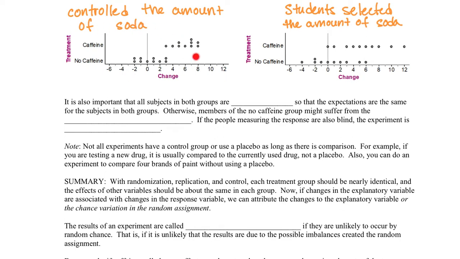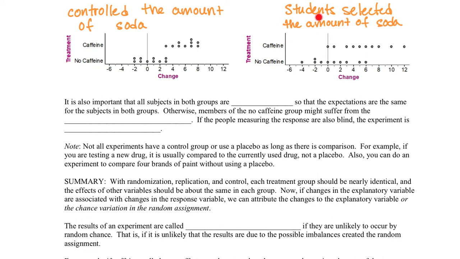So this first graph is showing the group where they controlled the amount of soda. So these were the students who did have caffeine and these did not. And they were all given the exact same amount of soda. You can actually see in the no caffeine group that several students, this represents that their heart rate went down by 2 beats per minute. So this all shows an increase of around 6 beats per minute after they were given the caffeine.